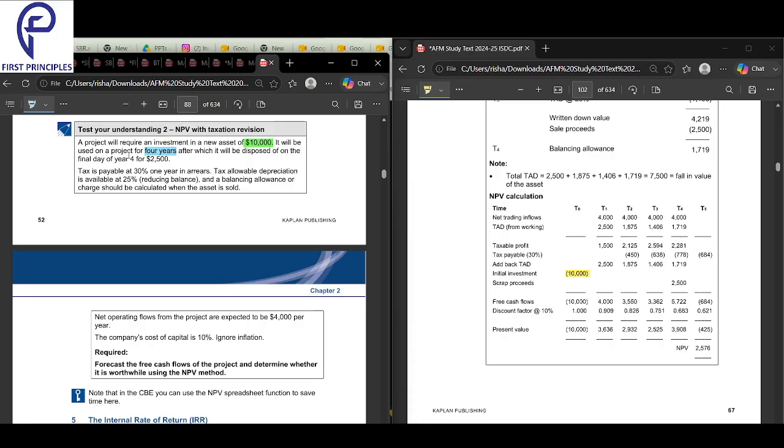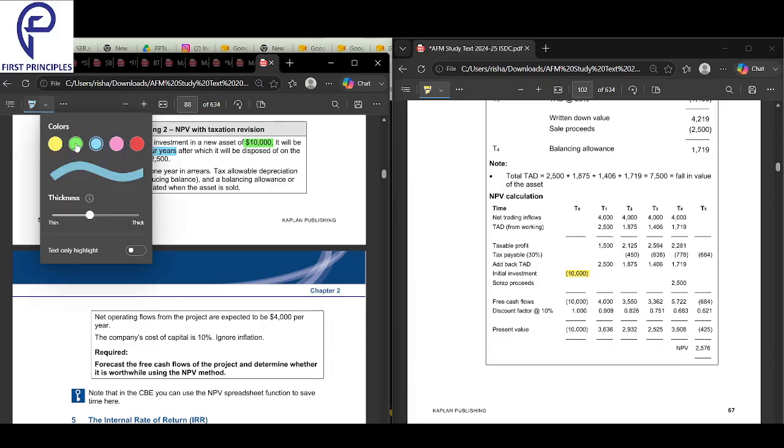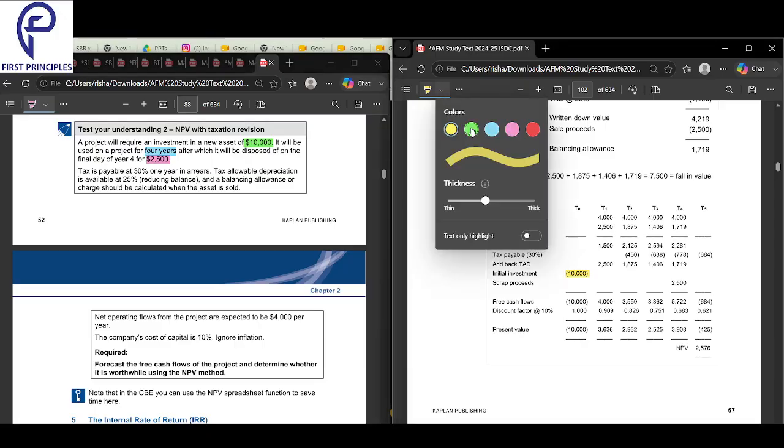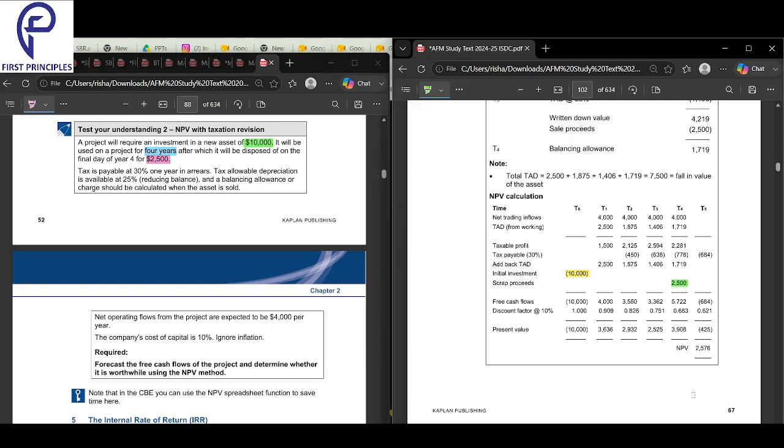After which it will be disposed of on the final day of year 4 at 2,500. This is your scrap value of 2,500. You see there's an inflow of 2,500, because scrap value is always an inflow.